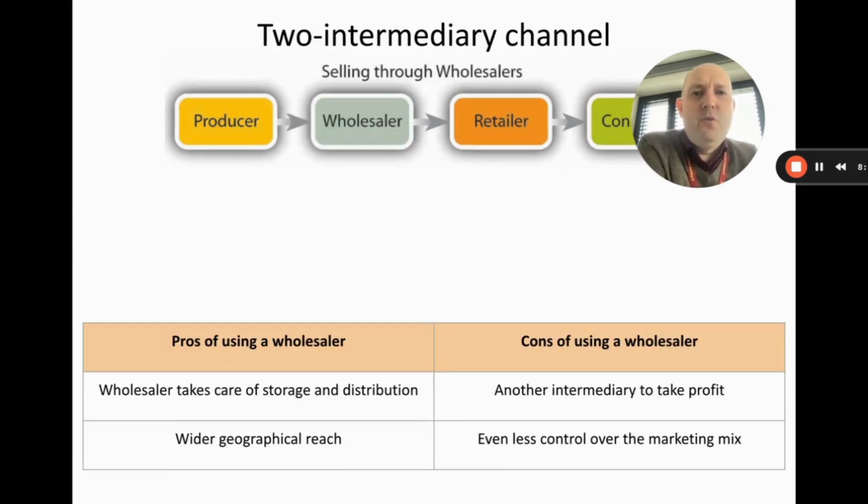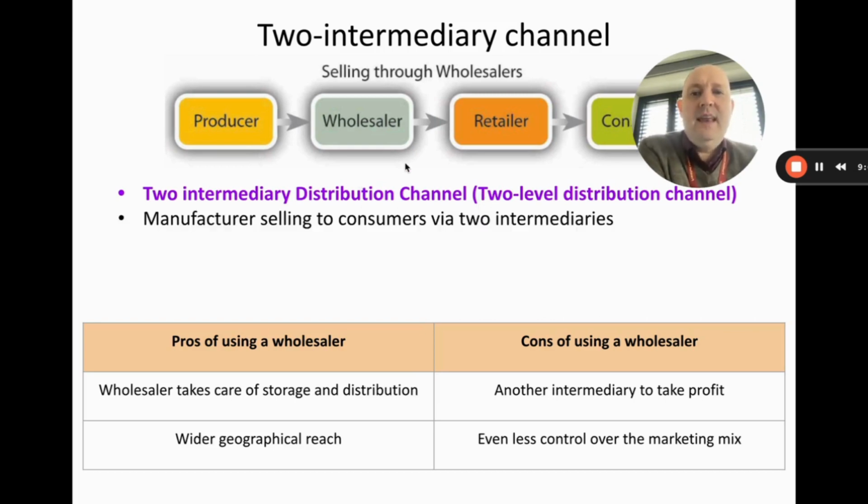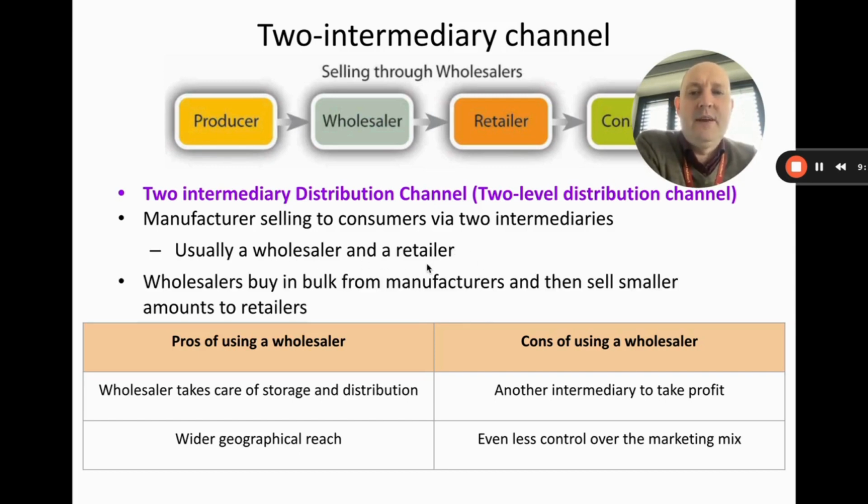Okay, on to the final one, which is the two intermediary distribution channel, which can also be called the two-level distribution channel, where level here is also the same word as intermediaries. And here we've got a wholesaler, basically. So manufacturers selling to customers via two intermediaries, and these two intermediaries will often be a wholesaler and a retailer.